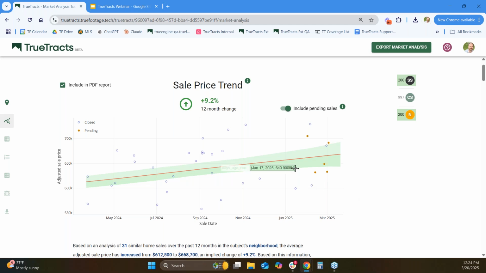I want to point out this green area. This is something that's missing from every other tool on the market, including when you use regression in Excel. This is a confidence interval. It's called the 90% credible interval. You don't have to remember that, that's a statistical term. What you need to understand is the more green, the more uncertain the model is of what that trend line is. And so this is what's missing.